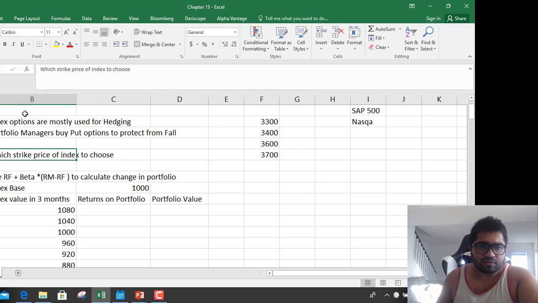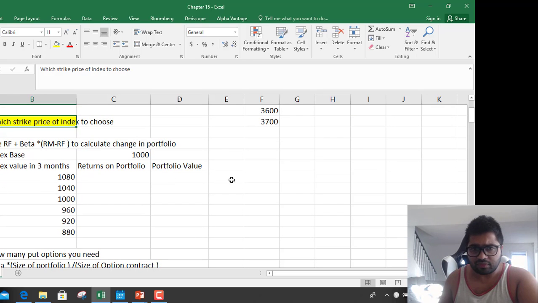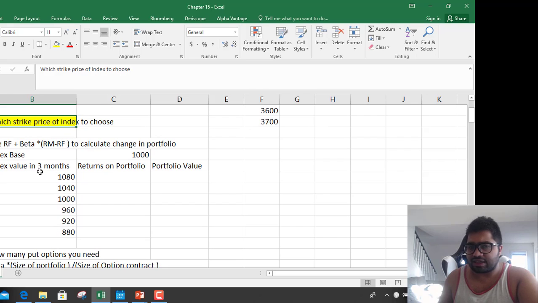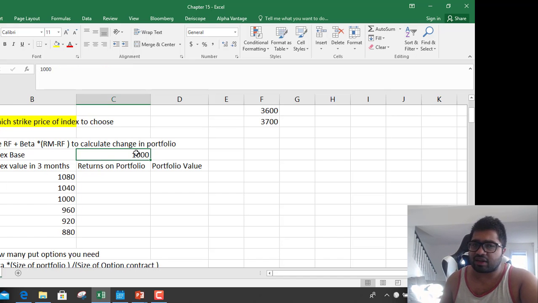Okay. So how do we decide which strike price to choose? Let us assume the index base. I'm going to do some calculations, explain it, and then we'll come back to this question of which strike price to choose. So let's say the index value is $1,000 right now.